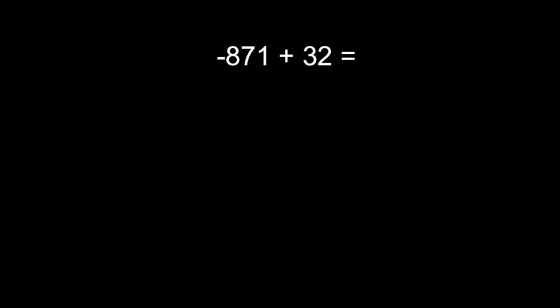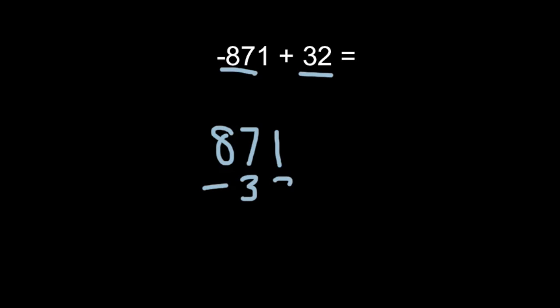Here we have negative 871 plus 32. They have different signs, so we'll have to figure out the sign in the end when we find the answer. And because they have different signs, even though we're adding, we have to subtract them because some of these negatives are going to fight with some of these positives and become 0. So we subtract 871 minus 32.